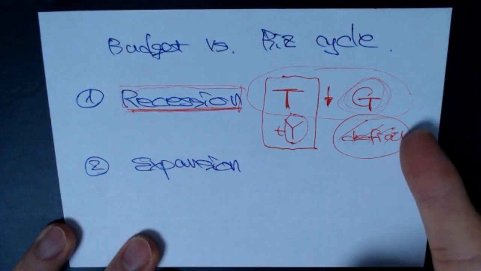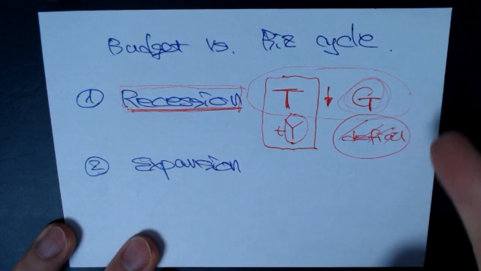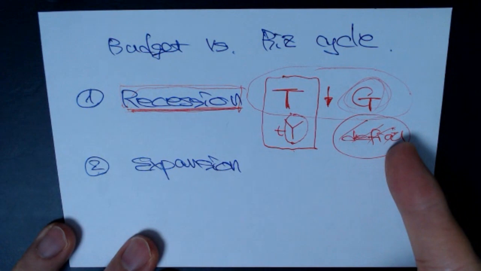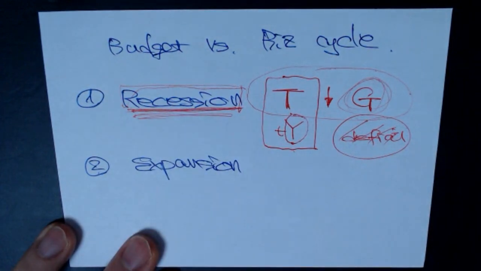So no one can blame a government: why don't you keep the budget balanced? It's because the budget balance not only depends on government spending, but also on the business cycle.